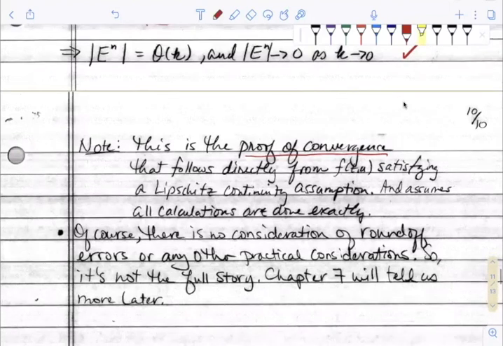Now here, there are other things that we didn't talk about. We didn't really think about round off errors or any other kinds of practical considerations, but it is an example of how one goes about doing proof of convergence in a simple case.